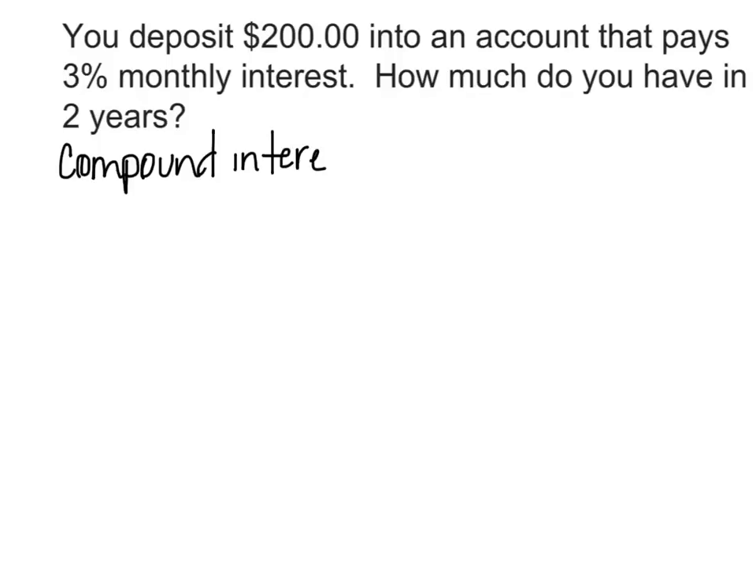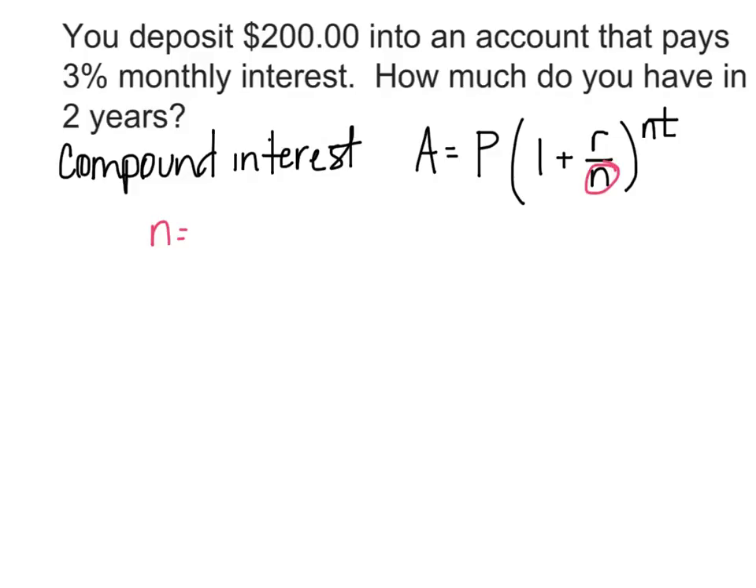This is another one that you'll need to commit to memory, and that formula is A, which is my final amount, equals the principal, 1 plus the rate over n, to the n times t, which is time. The one thing that is different here is n. N stands for the number of times it's compounded per year.